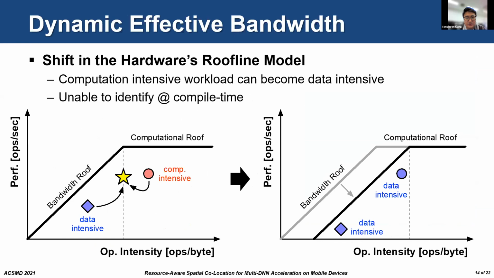The change in effective external bandwidth changes the characteristic of the tasks. If we revisit the roofline model, a reduction in bandwidth can change what used to be a computation-intensive task into a data-intensive task. Merging two data-intensive tasks cannot increase the resource utilization, leading to failure of collocation. Therefore, it is important to characterize the tasks correctly, depending on the effective external bandwidth when the tasks are running. However, the effective external bandwidth cannot be identified at compile time.